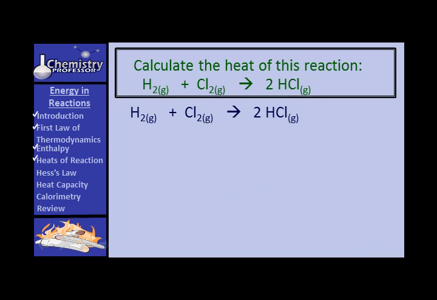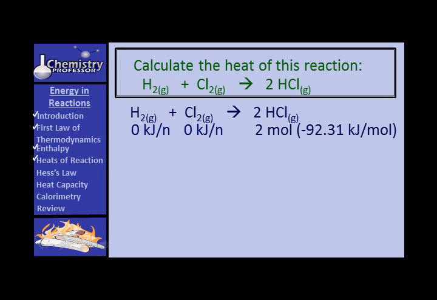Let's calculate the heat of this reaction. H2 gas plus Cl2 gas producing 2HCl. When you go to a table of thermodynamic data and you look up H2, what do you get? You better get 0, because at standard state conditions, the heat of formation of hydrogen gas when it's in the diatomic form is 0. That's its most stable form at standard state conditions. And the same thing is going to hold with chlorine. These are some of the diatomic elements. So those values are both 0.